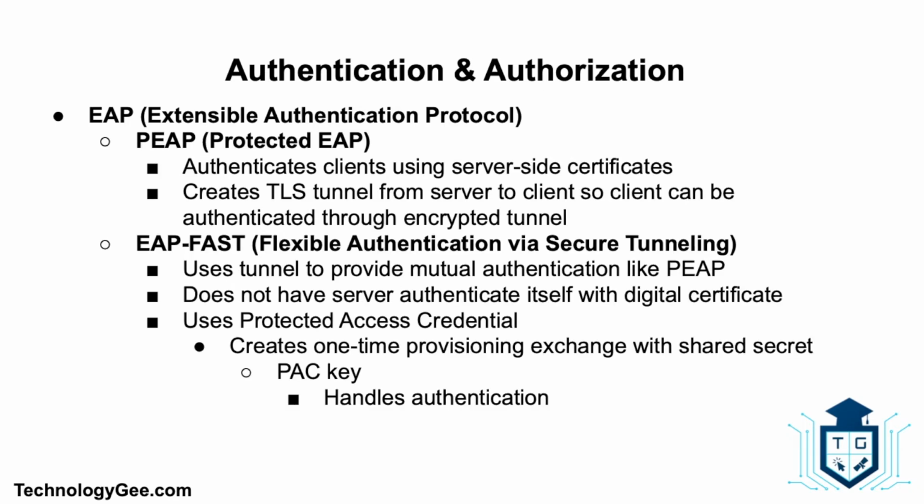We have a couple iterations of EAP, and the first one is PEAP, or Protected EAP. PEAP authenticates clients using server-side certificates. It creates a TLS tunnel from the server to the client, so the client can be authenticated through that encrypted tunnel. Next, we have EAP-FAST, which stands for Flexible Authentication via Secure Tunneling. EAP-FAST uses a tunnel to provide mutual authentication like PEAP. EAP-FAST does not have the server authenticate itself with a digital certificate. Instead, it uses a Protected Access Credential, which creates a one-time provisioning exchange with a shared key, or a PAC key, and the PAC key handles the authentication.